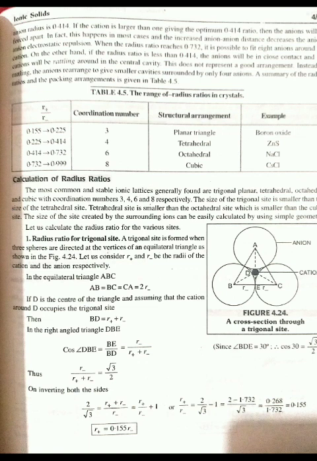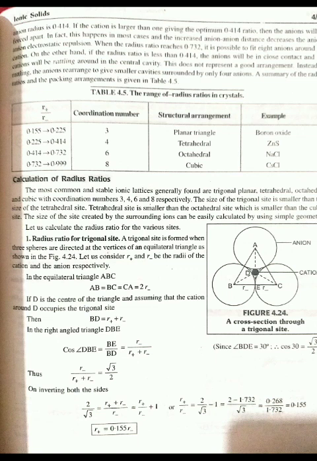On the other hand, if the radius ratio is less than 0.414, the anions will be in close contact and the cations will be rattling around in the central cavity. This does not represent a good arrangement. Instead of rattling, the anions rearrange to give smaller cavities surrounded by only 4 anions. A summary of the radius ratios and the packing arrangement is given in table 4.5.